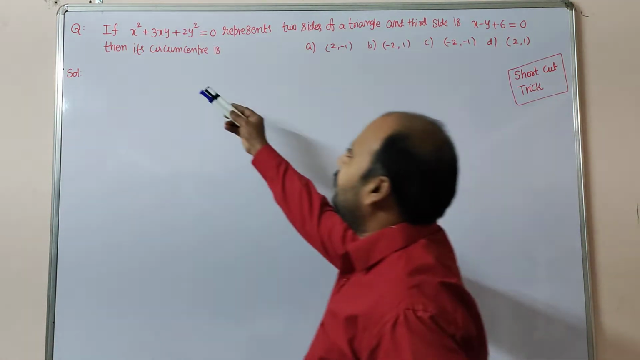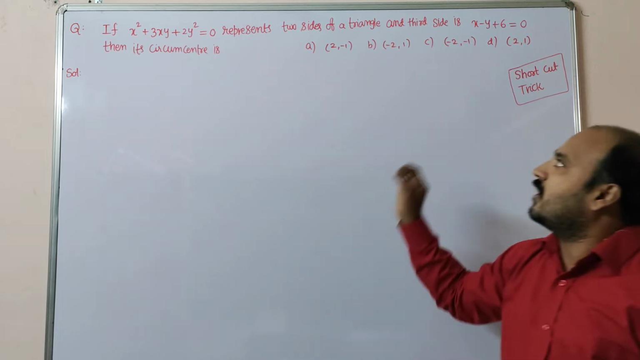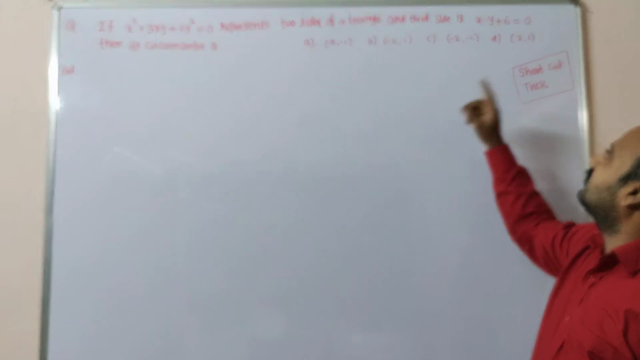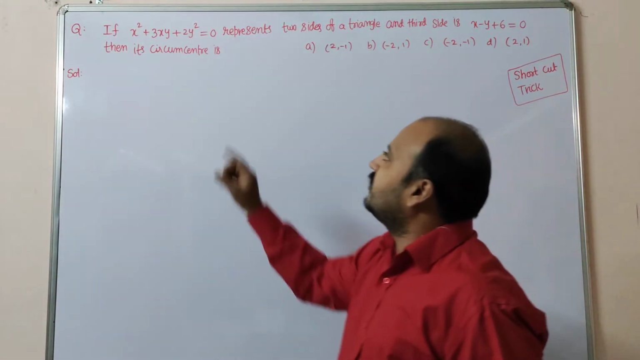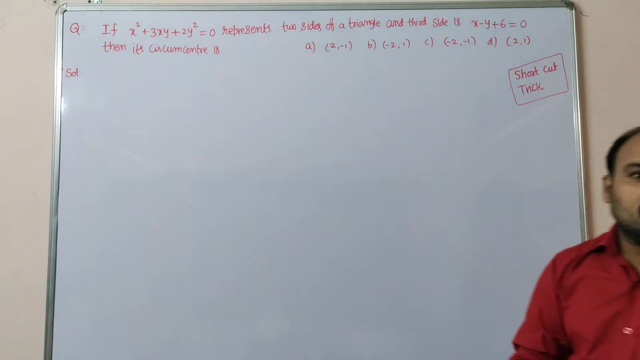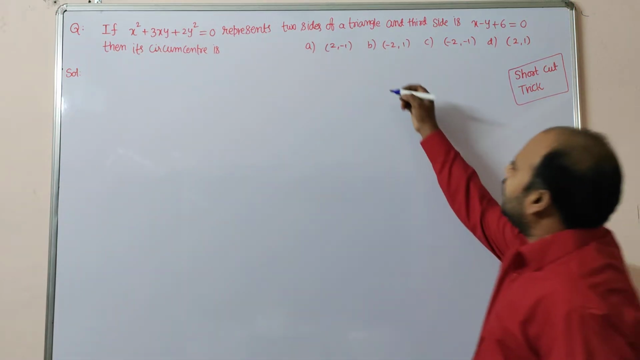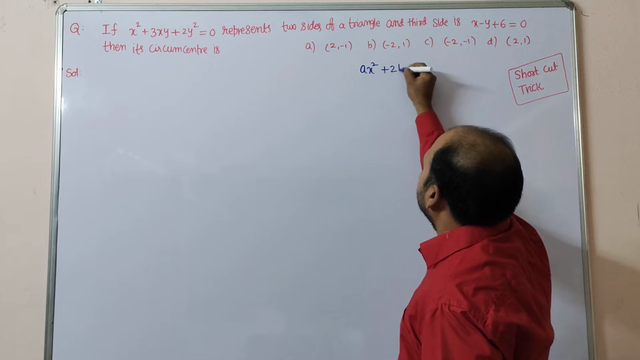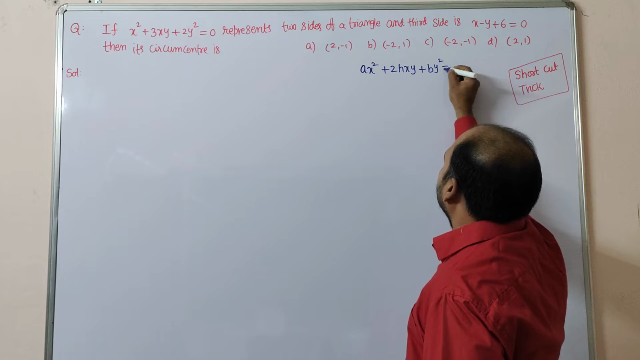See here, if x square plus 3xy plus 2y square equal to 0 represents two sides of a triangle and the third side is x minus y plus 6 equal to 0, then its circumcenter is. These are the options. See here, the pair of lines is generally represented by ax square plus 2hxy plus by square equal to 0.